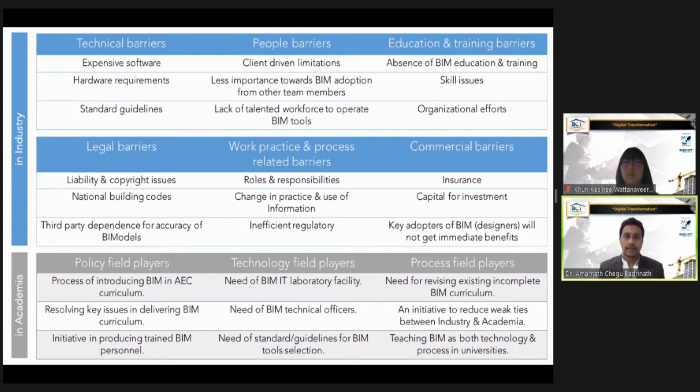Work practice and process related barriers. Roles and responsibilities are not clearly defined even today. There are new job roles coming in.